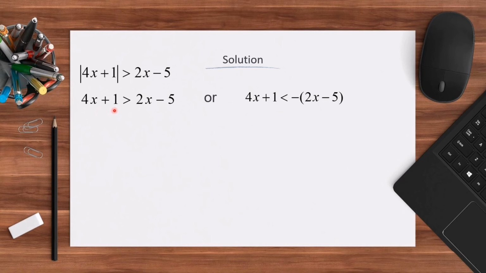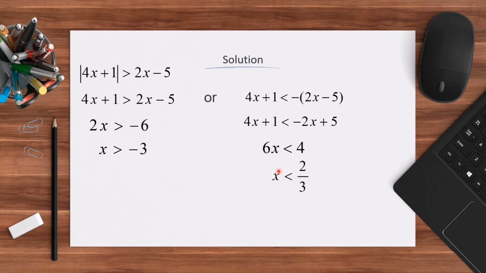For 4x plus 1 more than 2x minus 5, we simplify, we get 2x more than negative 6. And finally, we get x more than negative 3. For 4x plus 1 less than negative 2x minus 5, we simplify, we get 4x plus 1 less than negative 2x plus 5. And then we get 6x less than 4. And finally, we get x less than 2 over 3.